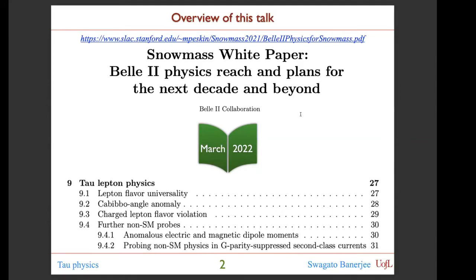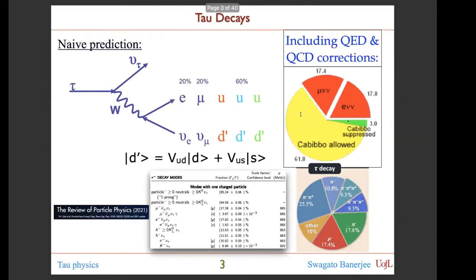So let me start with a very general outline about the tau decays. The tau is the only lepton heavy enough to decay into quarks and leptons, and it decays primarily into u d-bar, where the d-bar is a mixed state between the Cabibbo suppressed and the Cabibbo allowed final states. This diagram shows the breakdown of the naive expectation and how they compare. The naive expectation is about 20%, 20%, and 60% should be the leptons.